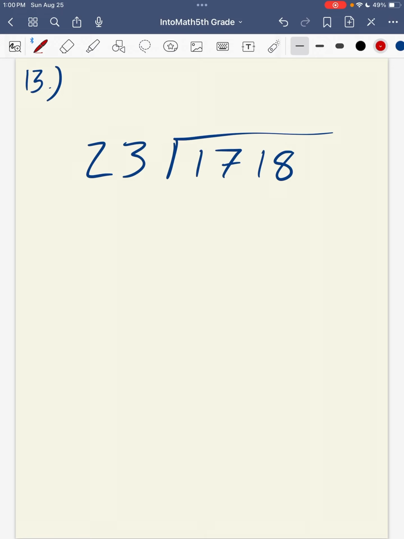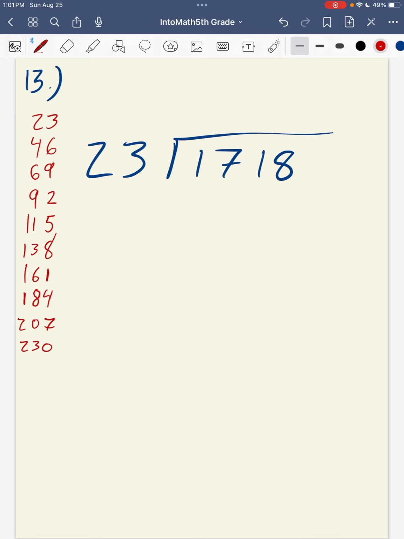Next up, dividing 1,718 divided by 23. Okay, so I can write out my multiples of 23. 23, 46, 69, 92, 115, 138, 161, 184, 207, plus 23, 230. All right, write out my multiples.